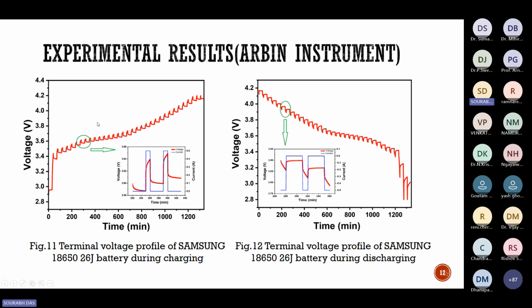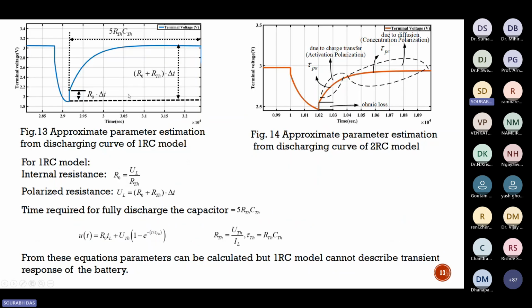So if we zoomed this terminal voltage for an instant, then we can get this type of figure. So figure 3 explains the Thevenin model, means battery response. And if we do using that 1RC model, then we can estimate the parameters of the 1RC model using this response.